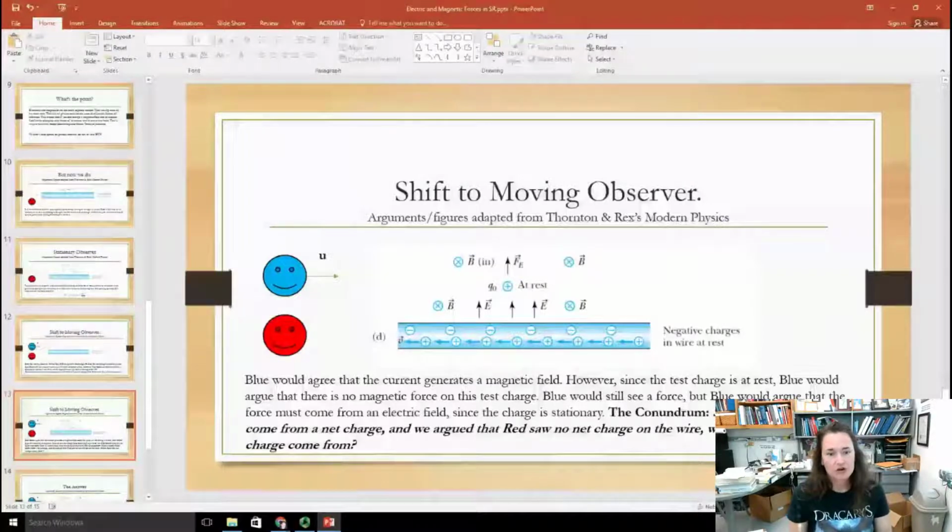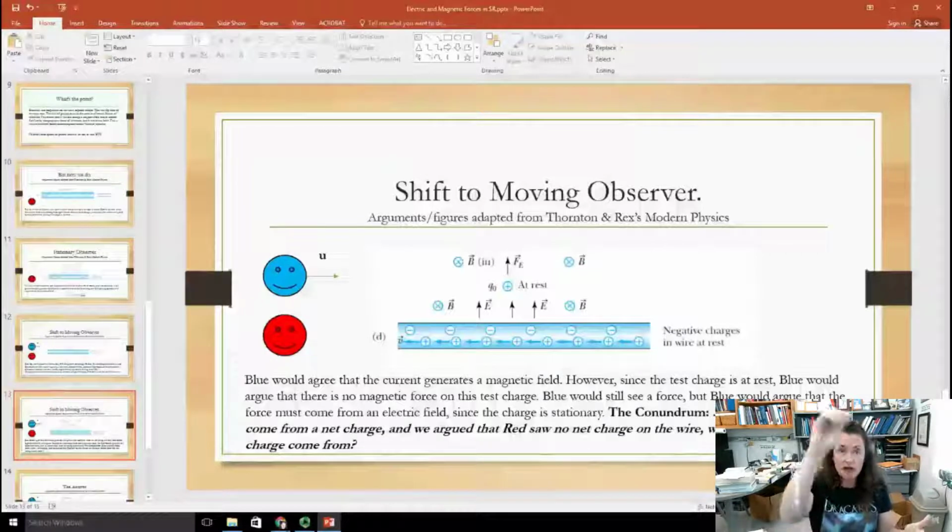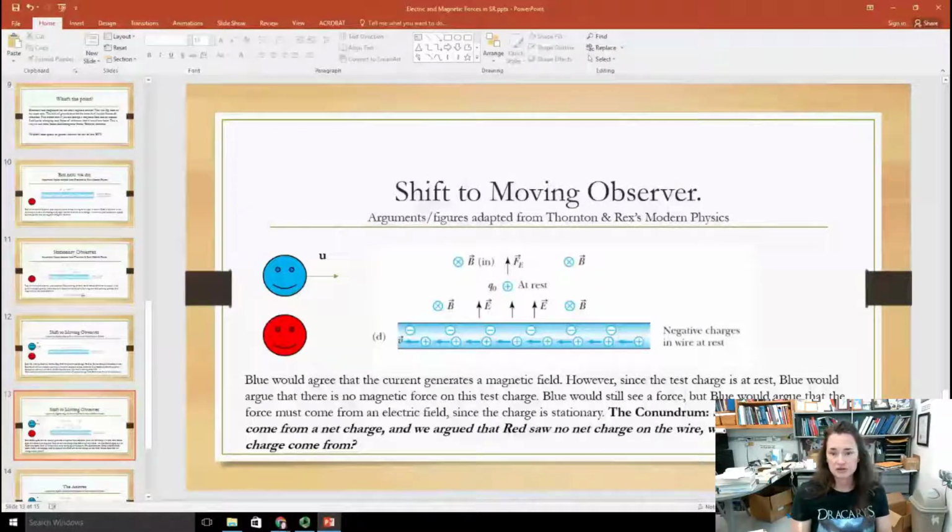Now, blue would agree that the current generates a magnetic field. However, the test charge Q naught is at rest. So blue would argue that there's no magnetic force on that test charge. However, they both have to still see a force. That has to be the same across the moving and the stationary reference frame. The charge Q naught is still going to be deflected upwards for both of them, and they both have to explain that. Now, blue would argue that the force has to come from an electric field because that charge is stationary. So here's the real conundrum.